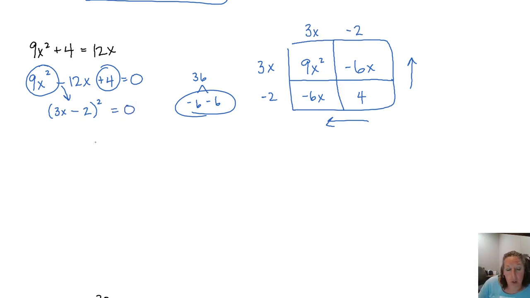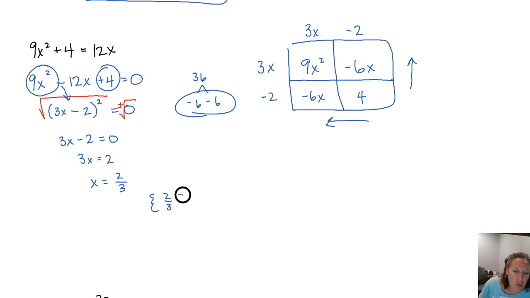And so this will only be equal to 0 if 3x minus 2 equals 0. You can think of this as taking the square root property, taking the square root of both sides, and we get plus or minus 0 here. Okay, we're going to add 2 and divide by 3, and we get x is equal to 2/3. Here we only have the solution 2/3.